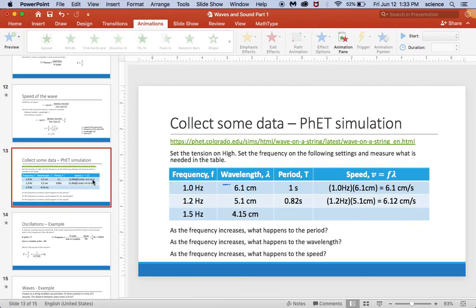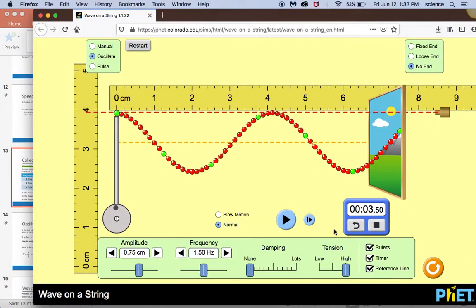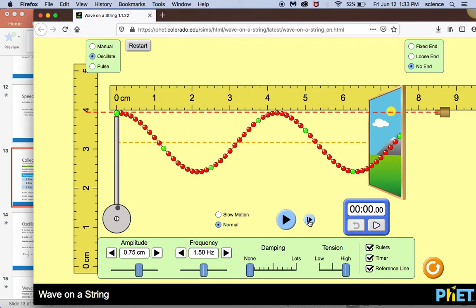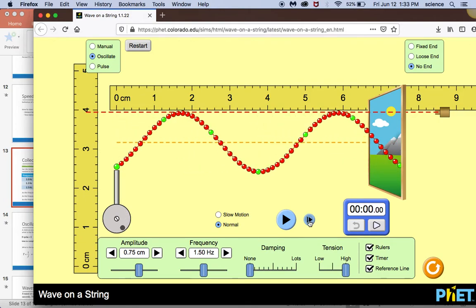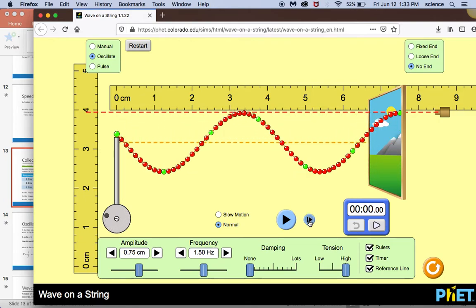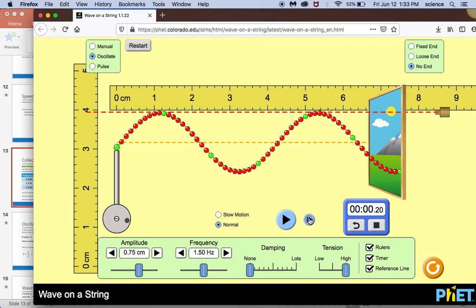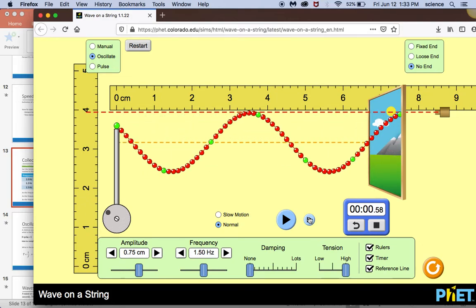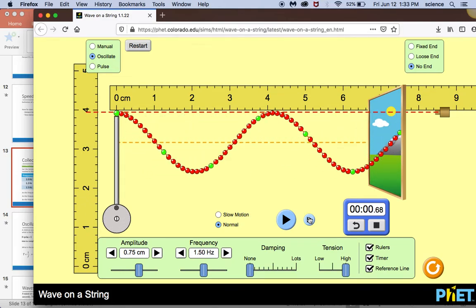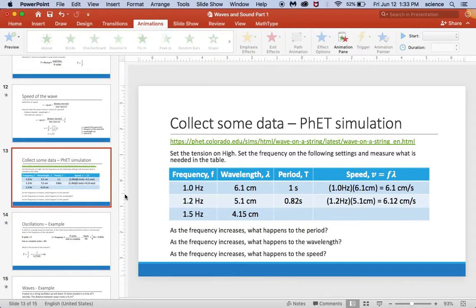And let's go ahead and measure the period. So I'm going to reset this. We're going to go all the way through cycles. Oops, I forgot to hit play. All right, one more time. Let's go all the way down and then back up again, and I get 0.68 seconds.